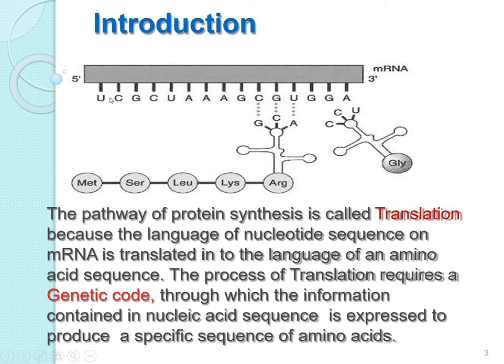The nucleotides in mRNA are translated into amino acids, which form peptides and a polypeptide chain. The process of translation requires a genetic code, through which the information contained in the nucleic acid sequence is expressed to produce a specific sequence of amino acids.